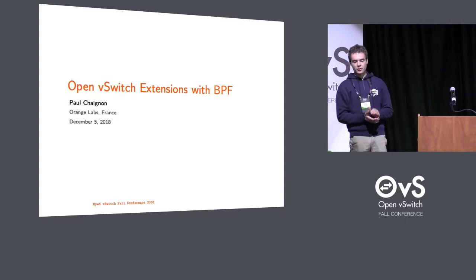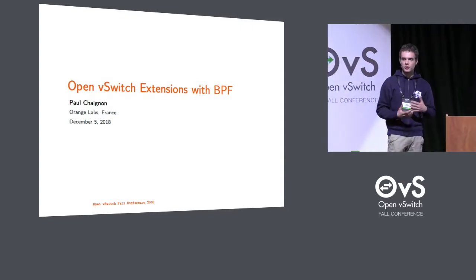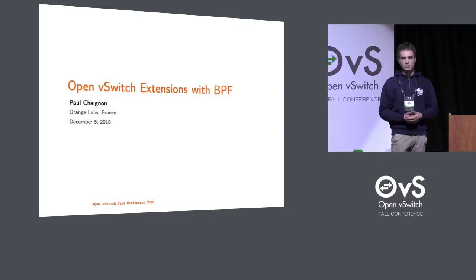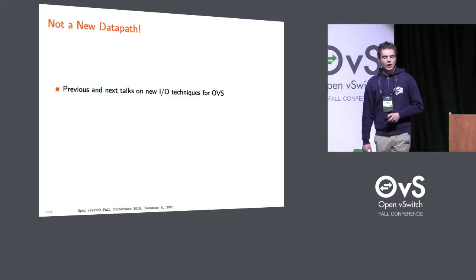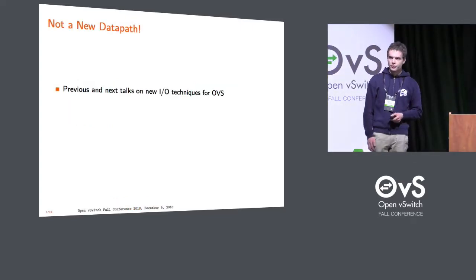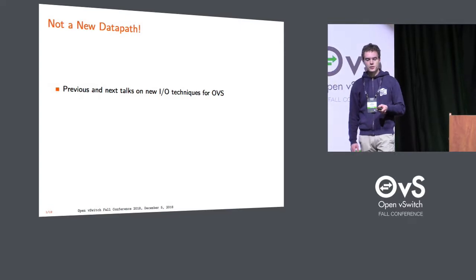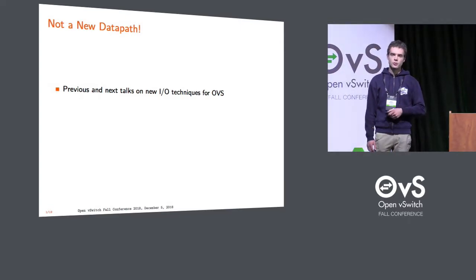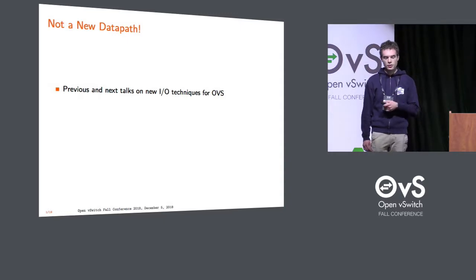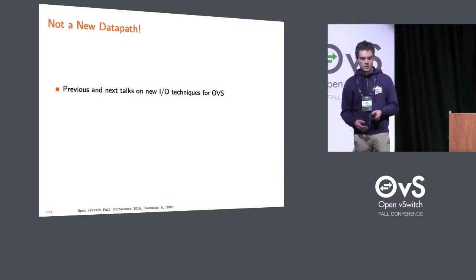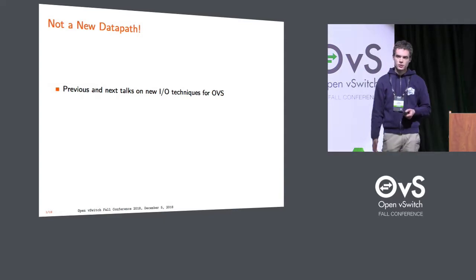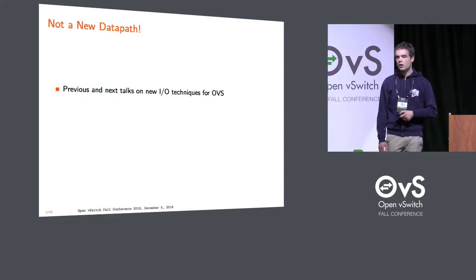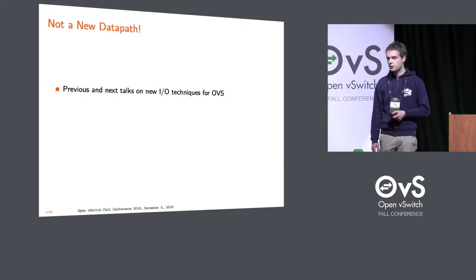So I'm going to talk today about how we can have an extension mechanism for Open vSwitch using BPF. A word of warning before: this talk is not about a new way to receive packets inside Open vSwitch. Contrary to the previous talk and the next talk, it's not about this. It's about how we can extend Open vSwitch at runtime in order to support new protocols and run new actions, for instance.